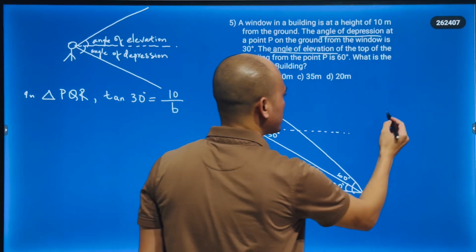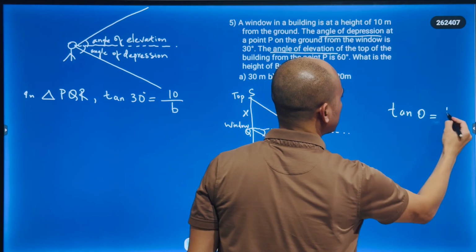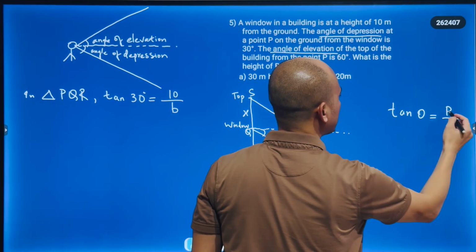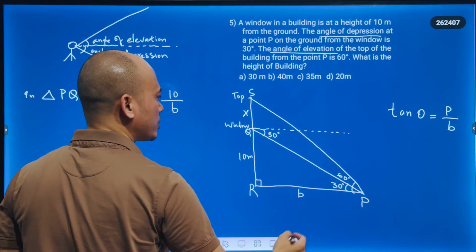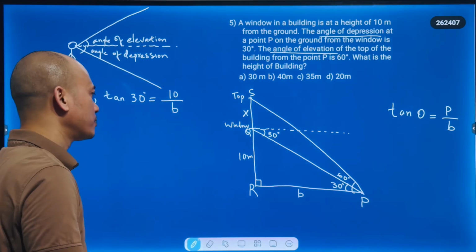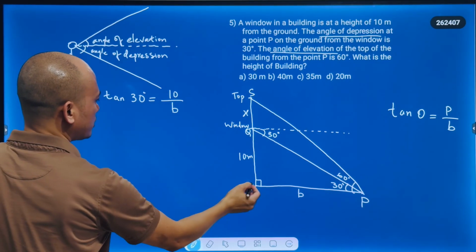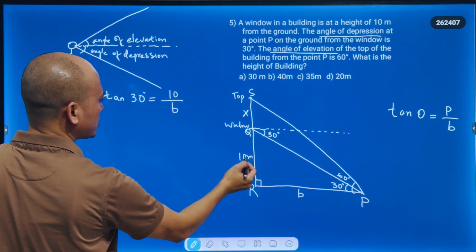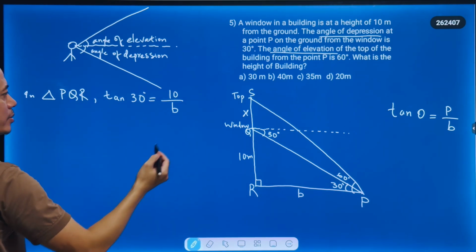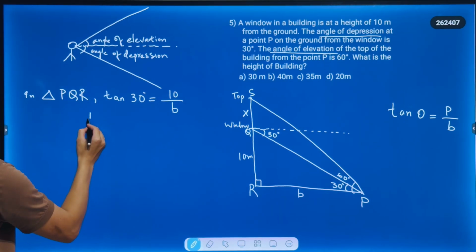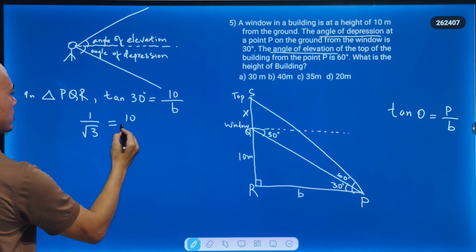Actually, this is a formula: tan theta is equal to P by B, where P means altitude or perpendicular, and B is the base. I have to memorize this perpendicular by base. So tan 30 is equal to... In triangle PQR, the height is 10 and the base is b. The value of tan 30 I have to memorize: tan 30 is equal to 1 by root 3, which is equal to 10 by b.